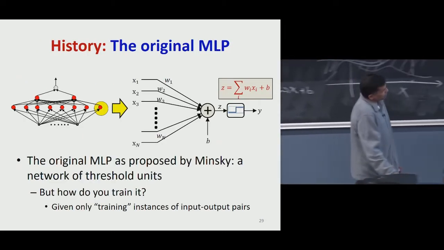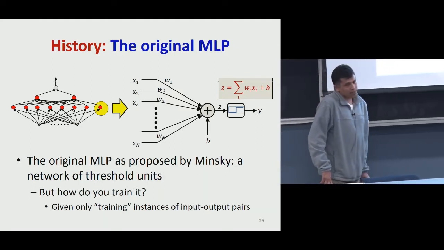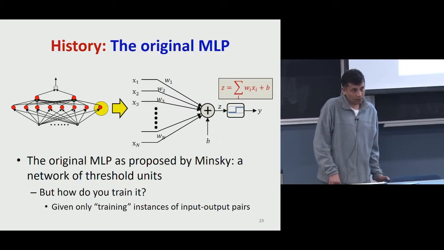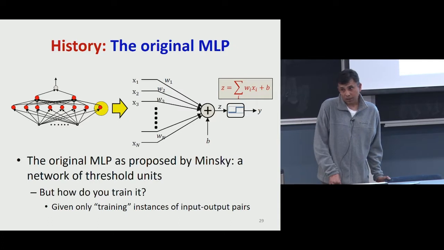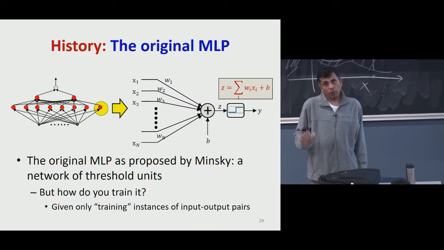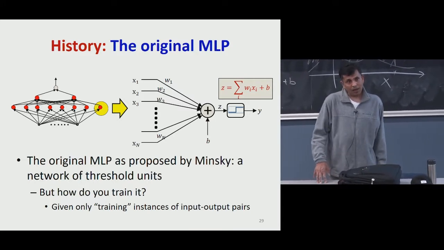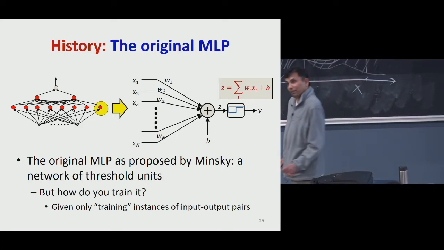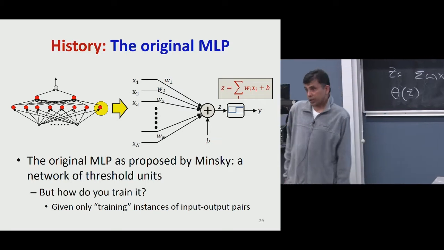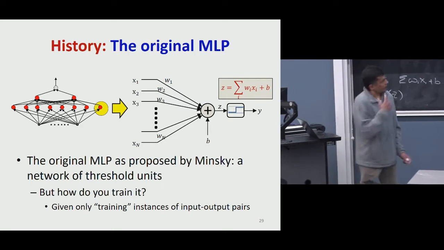So taking a step back in history, the original multilayer perceptron, as proposed by Marvin Minsky, was just a network of perceptrons with threshold activations, the basic perceptron. And we want to compute this using only training instances of input-output pairs. Now, place yourself in 1965. Even with the threshold functions, we know this function can model pretty much anything, right? So now you want to learn it. How are you going to learn it?